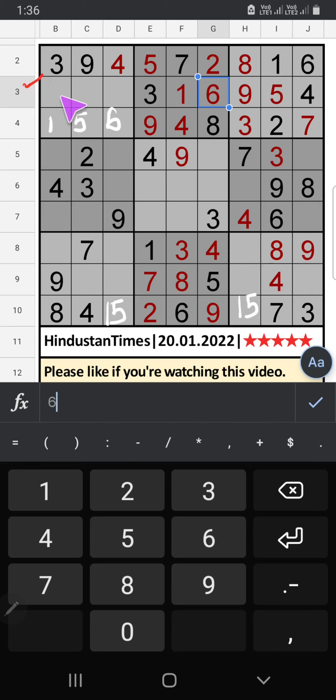Third row, only 3 numbers are remaining, 2, 7, 8. Column C, we have 2 and 7. So 2 and 7 can't come in this cell. It will come in any one of the cells. We will confirm later. Then only 1 number is remaining, 8. 8 is confirmed here.